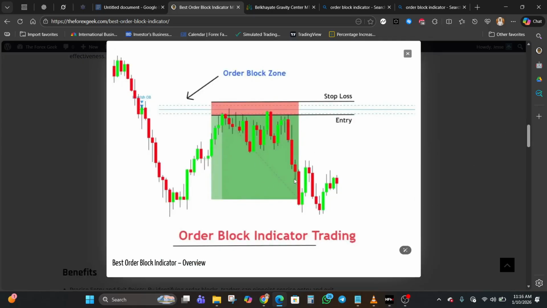So if you are an SMC trader, of course, you should be familiar with order blocks. All right. When the indicator identifies an order block for you, all you have to do is to set your limit orders. If it's a bearish order block, you can set a sell limit around the order block, or rather at the tip of the order block.